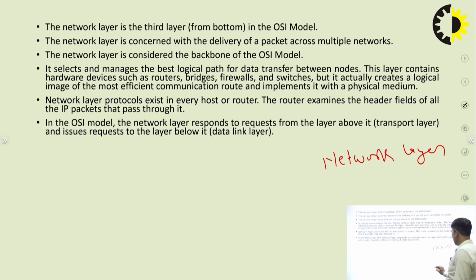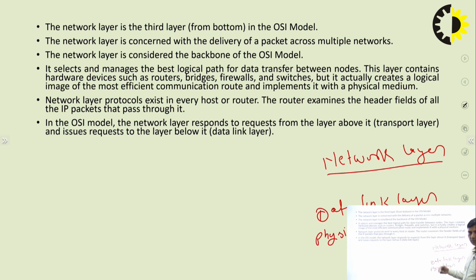That means the physical layer is at the very bottom. Then above the physical layer there is the data link layer, and on top of the data link layer there is the network layer. That's why I'm saying that this is the third layer from the bottom. So this network layer is concerned with the delivery of packets across multiple networks.